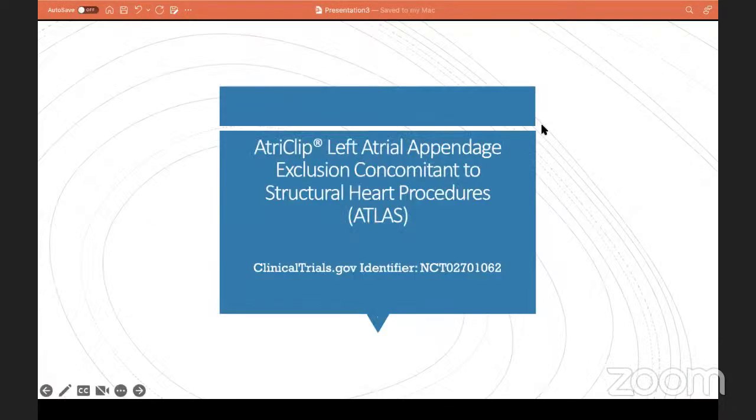Okay. Good afternoon, everyone. This is Dr. Shoaib Al-Ahmari. I'm R1 cardiac surgery in Prince Sultan Cardiac Center. So today's topic, inshallah, is going to be about AtriClip, left atrial appendage exclusion concomitant to structural heart procedures, which is the ATLS trial. Before I begin, the reason I chose this article is that originally I was scheduled to be presenting in the week that has the arrhythmia theme.